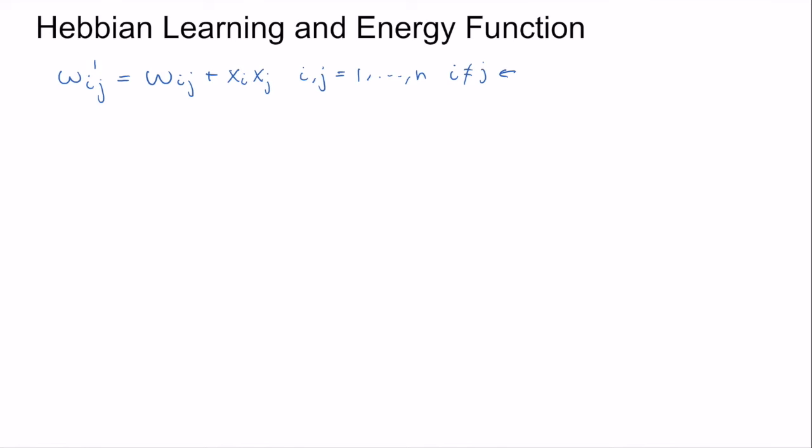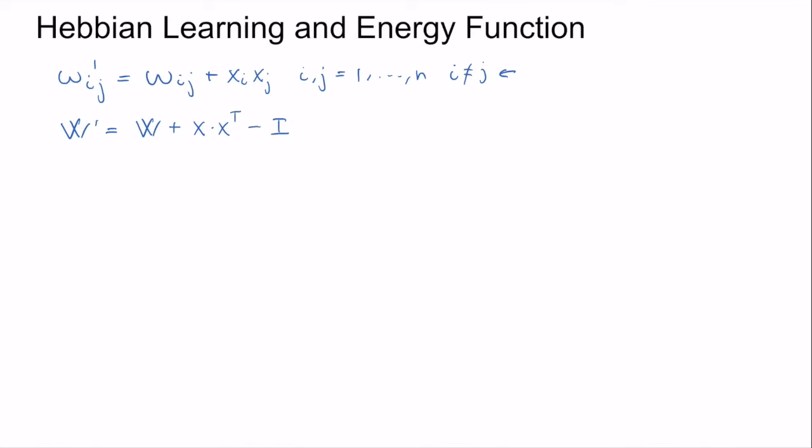So in matrix form, we can write this as W prime is equal to W, the previous value, plus x times x transposed, and then minus the identity matrix, right? And the reason we have the identity matrix here is to ensure that the diagonal remains 0. Okay, cool. So let me just calculate the energy at a particular point.